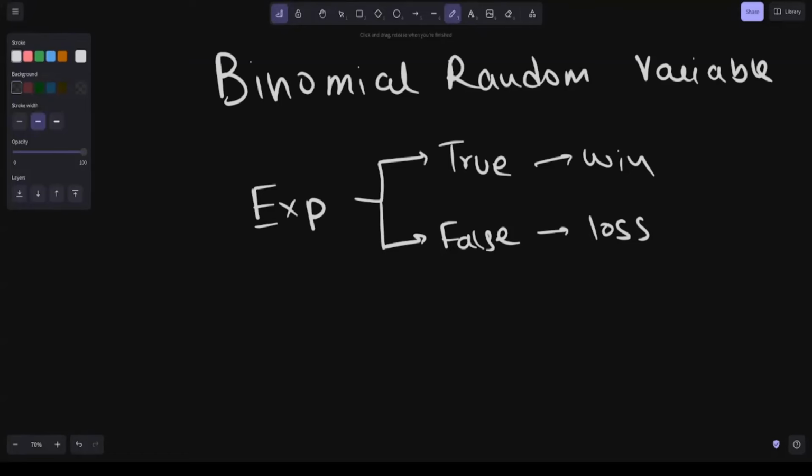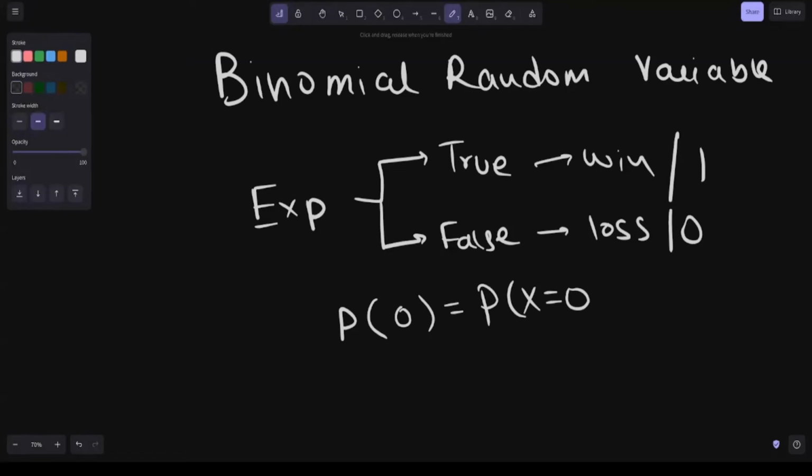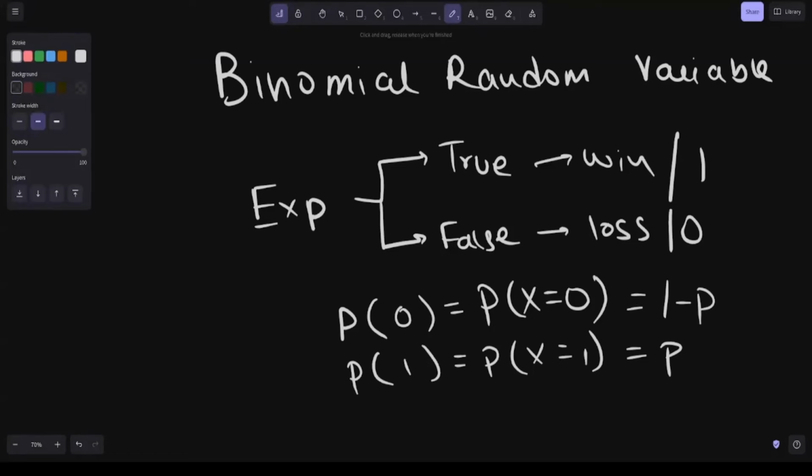So let's say I'll name win as 1 and loss as 0. Then P of 0 is nothing but P of X equal to 0, and P of 1 is nothing but P of X equal to 1. Let P of X equal to 1 be some value p, then of course this has to be 1 minus p, because total probability is 1. If we have only two choices, 0 and 1, we cannot choose anything else.